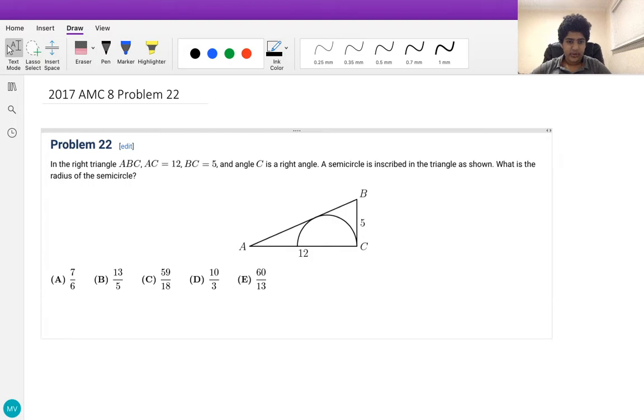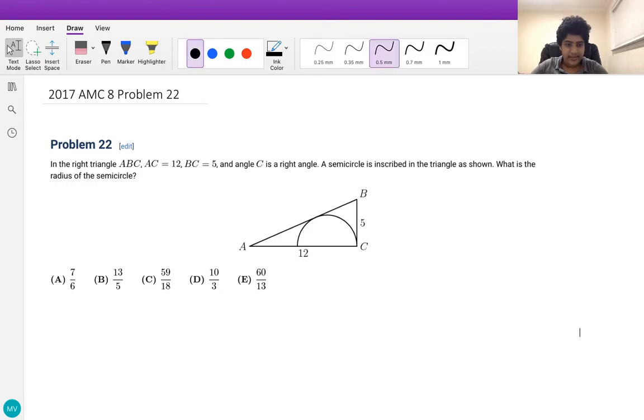This is Vishnu Anjipudi, and today we will be solving problem number 22 of the 2017 AMC 8. The problem reads: in the right triangle ABC, AC is equal to 12, BC is equal to 5, and angle C, which is right here, is the right angle. The semicircle is inscribed in the triangle, as shown. What is the radius of the semicircle?